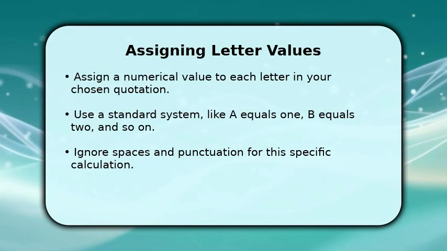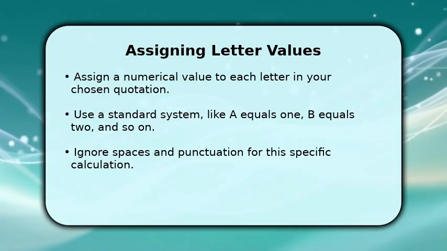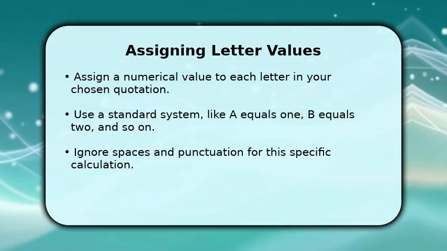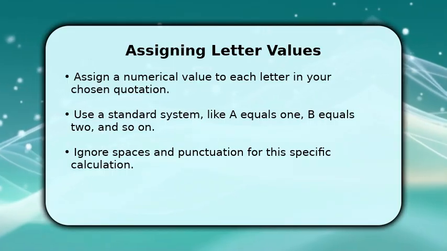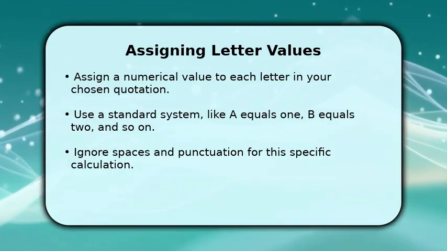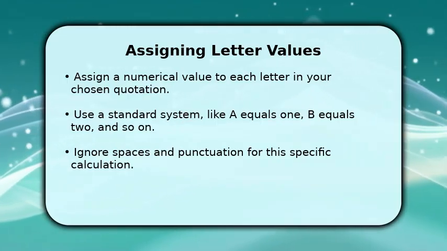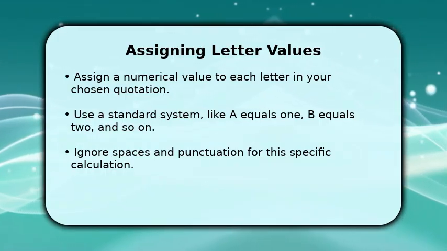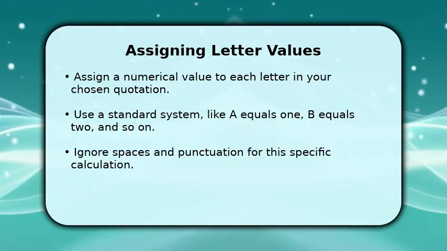Now let's assign values. Take your quotation and for every letter write down its corresponding number. Remember, A is 1, B is 2, and this continues sequentially through the alphabet. For example, if your quotation starts with hello, H would be 8, E would be 5, L would be 12, and O would be 15. Disregard any spaces or punctuation marks. Focus only on the letters themselves. This ensures a clean numerical conversion.